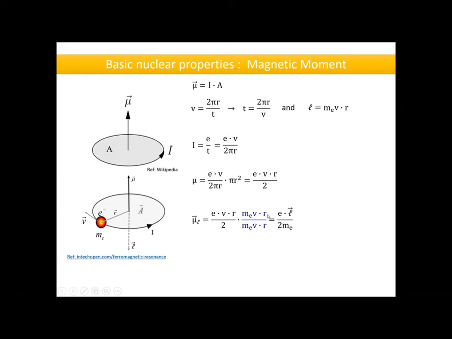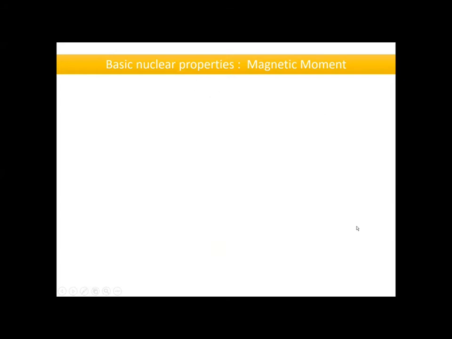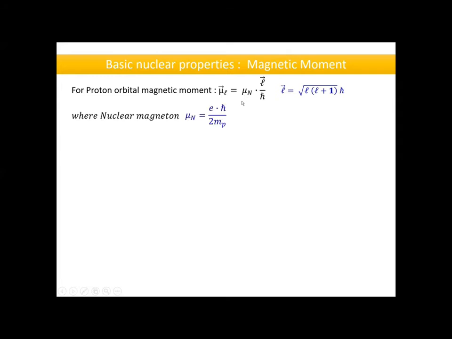the magnetic moment is proportional to the orbital angular momentum. So for the electron orbital magnetic moment, we have mu L equal to mu B into L upon h cross, where mu B is the Bohr magneton, which is equal to e h cross by 2 times the mass of the electron. For the proton orbital magnetic moment, mu L is mu N times L by h cross, where mu N is the nuclear magneton and is given as this. So the nuclear magneton is 1836 times smaller than the Bohr magneton of the electron.